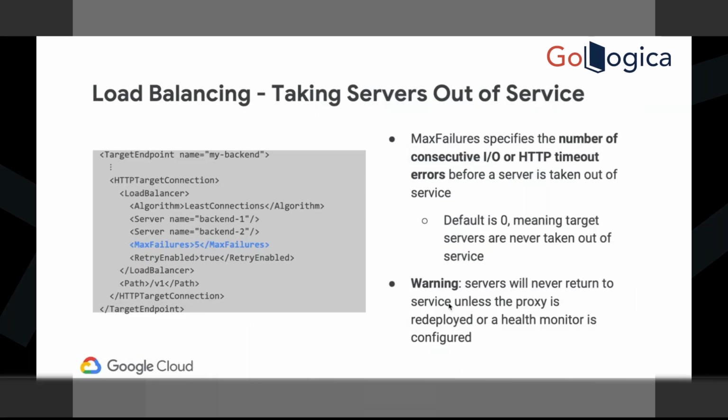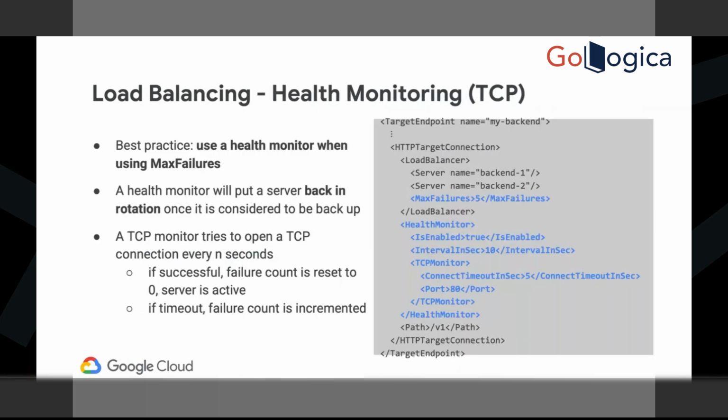So you don't need to keep the max failure flag, because then it becomes mandatory to use your health monitor. Otherwise, if you don't use a health monitor, the server will be down and you will never know, and Apigee will not retry. That is the problem. If you are using max failure, then you have to configure a health monitor. But backend teams might sometimes not provide you an option for health monitoring.